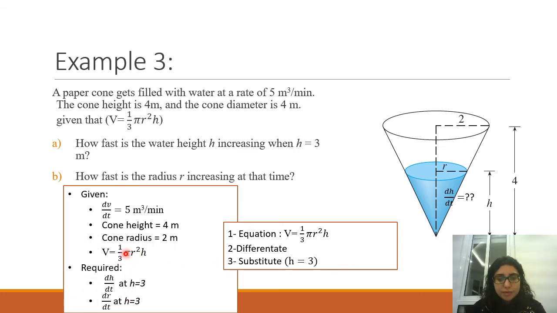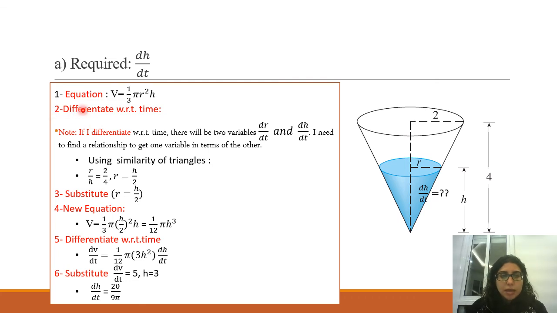I'm required 2 quantities at h equals 3. This is the equation I will use. I will differentiate with respect to time, and I will substitute. So if I start to differentiate, you will get that we have 2 parameters, r and h. So I'm going to have dr by dt and dh by dt if I differentiate. So I'm going to have 2 unknowns.